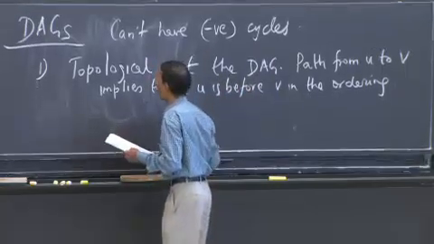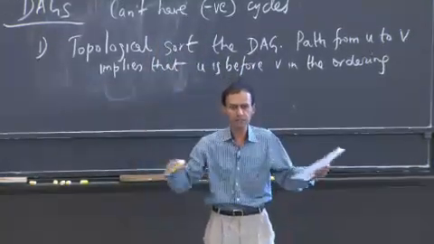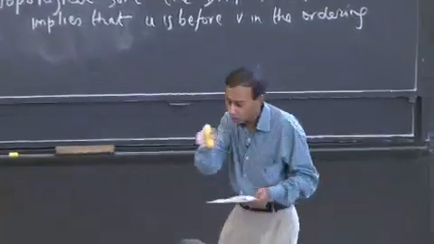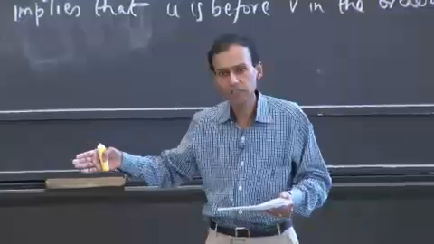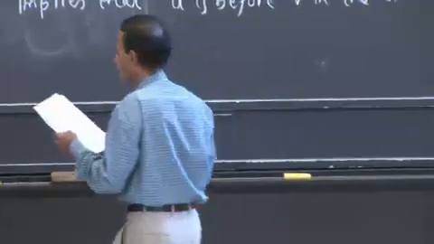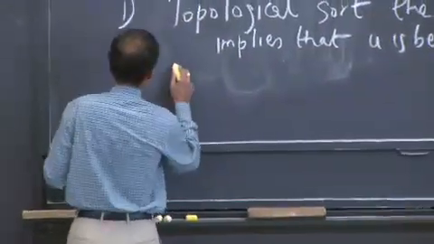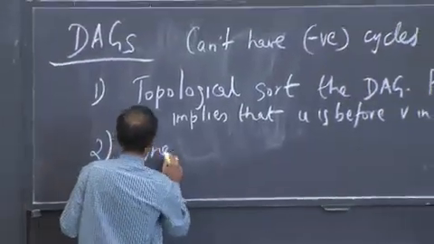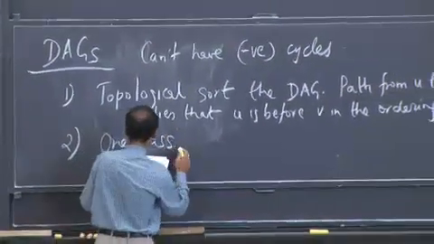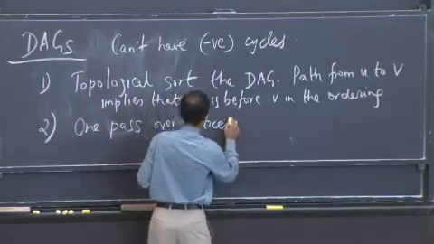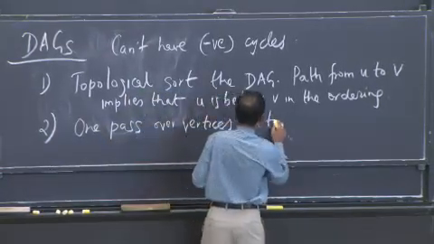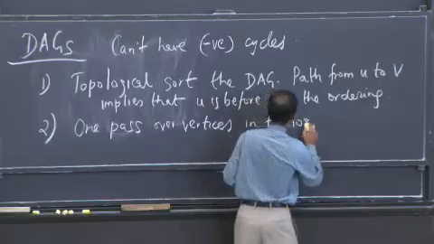And once you do that, you have this linear ordering, and I'll show you an example. We're just going to go through in order from left to right, relaxing these edges, and we're going to get our shortest paths for all the vertices. So the second and last step is one pass left to right over the vertices in topologically sorted order.